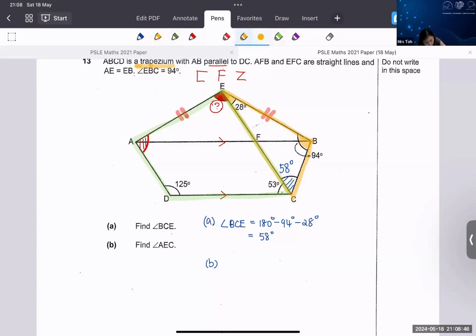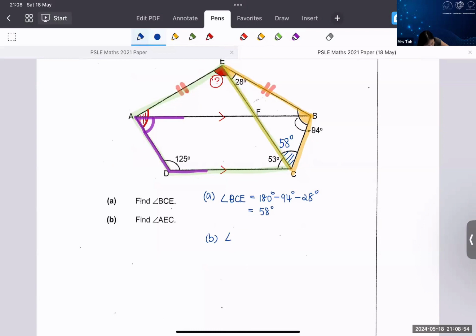So you can see that there's a letter C here. Okay, you can find angle BAE, which is 180 minus 125. Then that will give me 55 degrees. Okay, what else? So I need to find this isosceles triangle. Okay, so that I can find the angle. So I'm trying to find EAB or EBA. How can I do that?